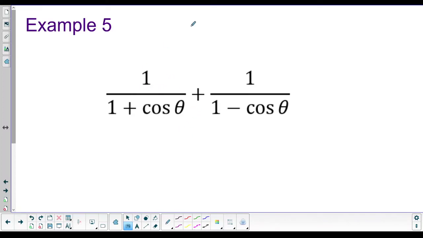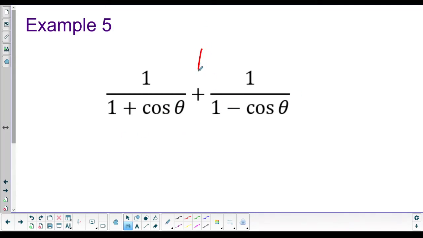So first of all, there are no trig identities that we can apply right now because cosine, the only thing I could turn that into is 1 over secant. And I don't really want to put a 1 over secant in the bottom of a fraction anyway. So that's not going to be helpful.